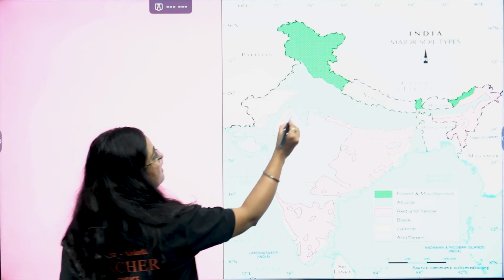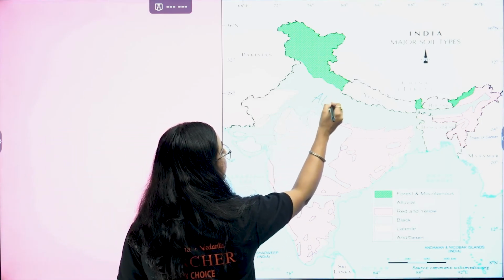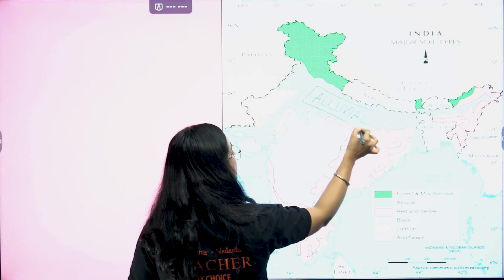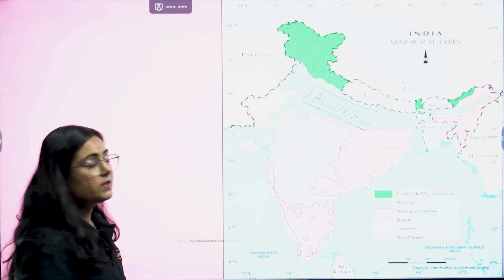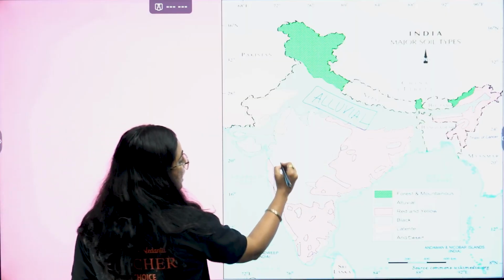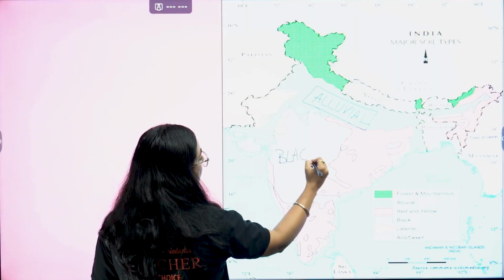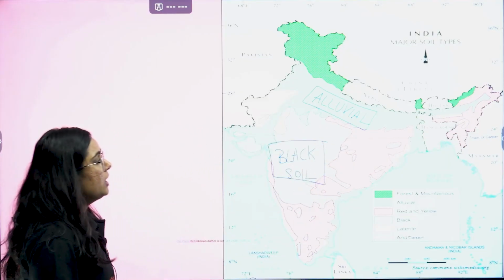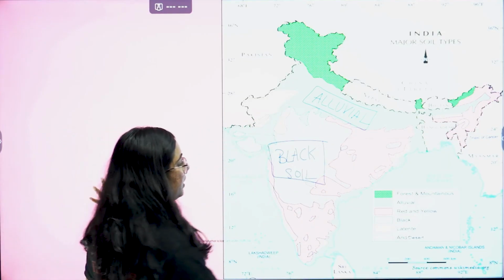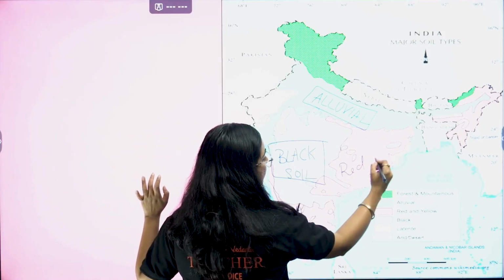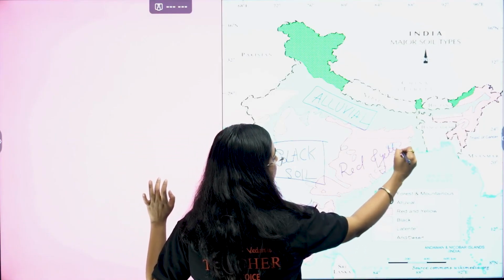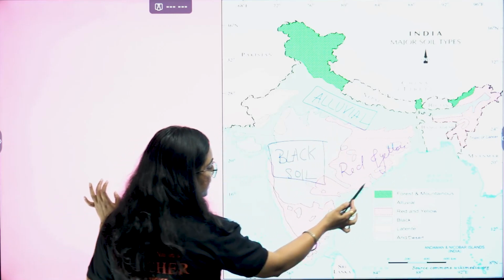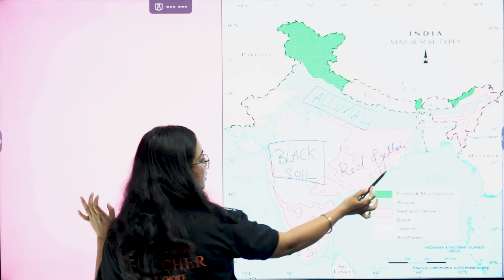So talking about this light green area, right, here it contains alluvial soil. When I tell every detail about this soil, now you will get it. Okay, so this is alluvial soil. See, this region consists of black soil. Okay, so this is alluvial soil, black soil. This pinkish one is red and yellow soil. This is red and yellow soil. See, this alluvial soil, light green one, is also present in the eastern coastal plain.